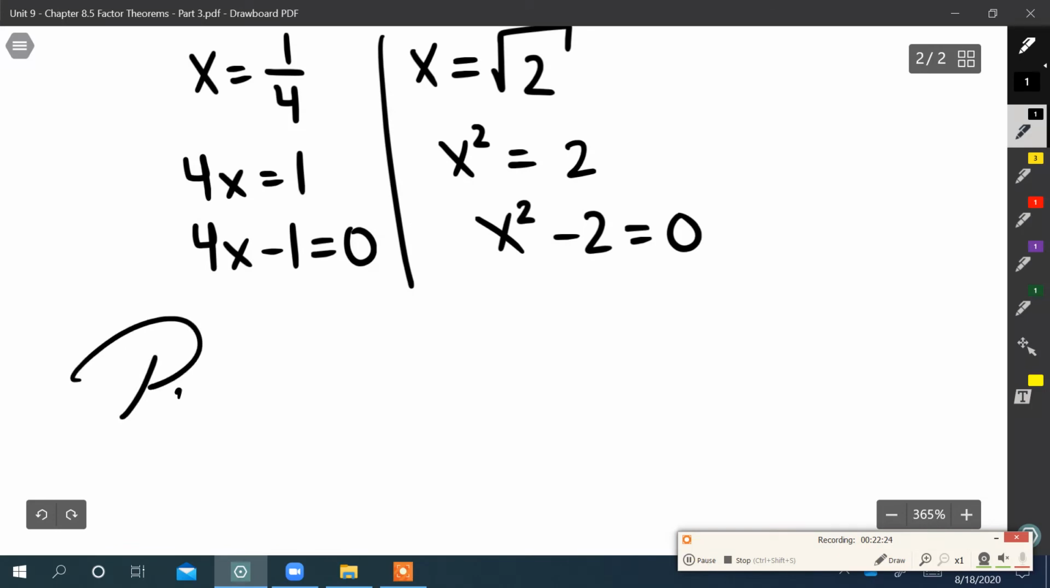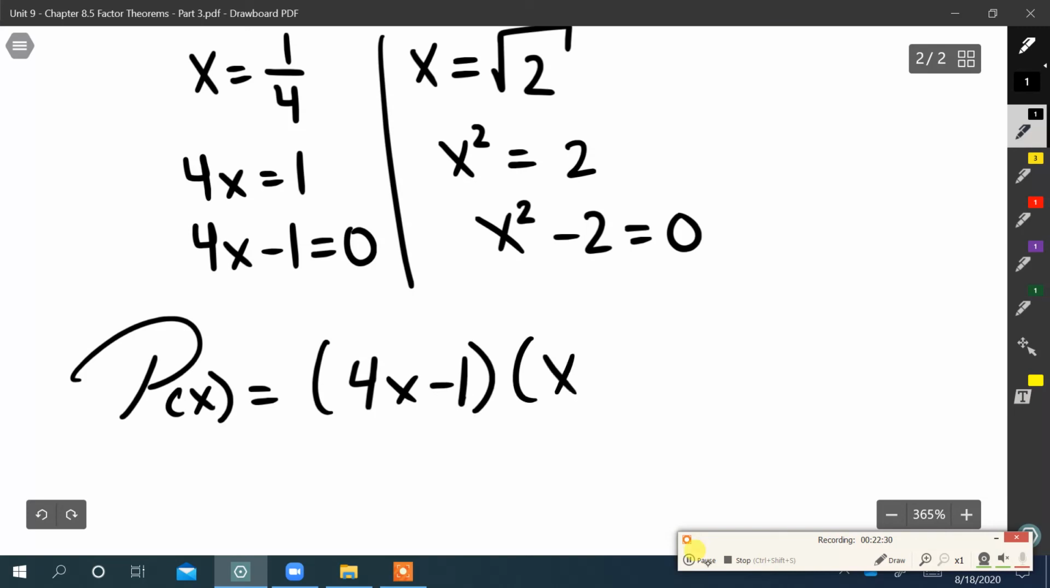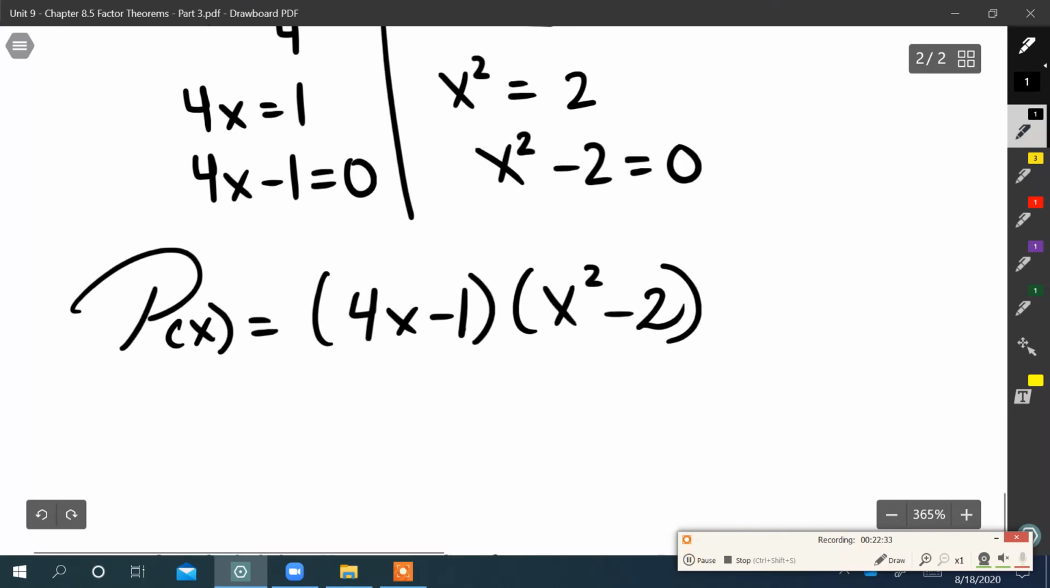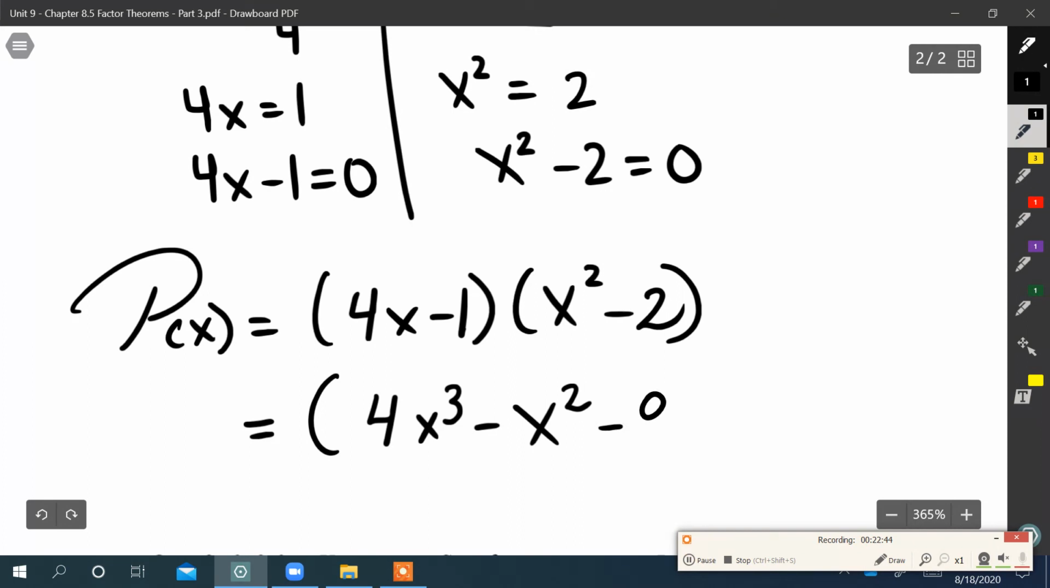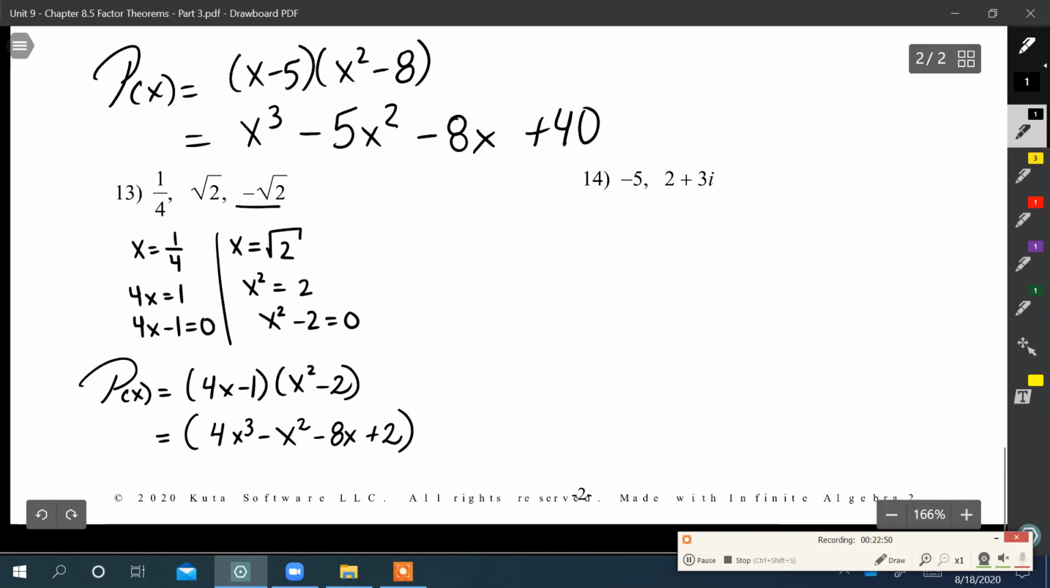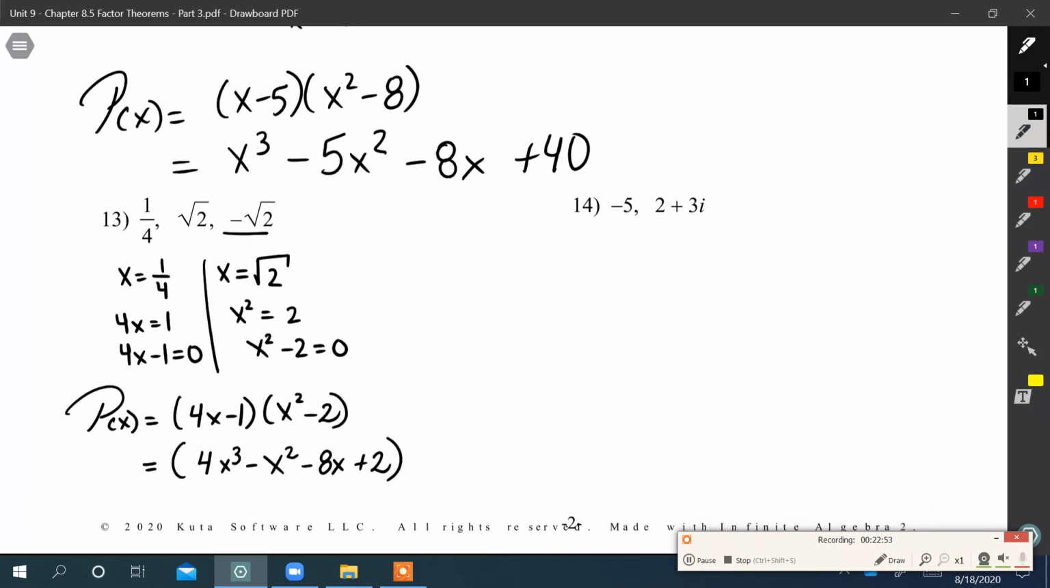Then the polynomial is going to be the following: 4x minus 1 times x squared minus 2. If you were to multiply that out, this is what you will get: 4x to the third minus x squared minus 8x plus 2. Alright, so that is how we find polynomials out of roots or out of solutions. Okay? So I'll let you finish number 14 and you should be done with this assignment.